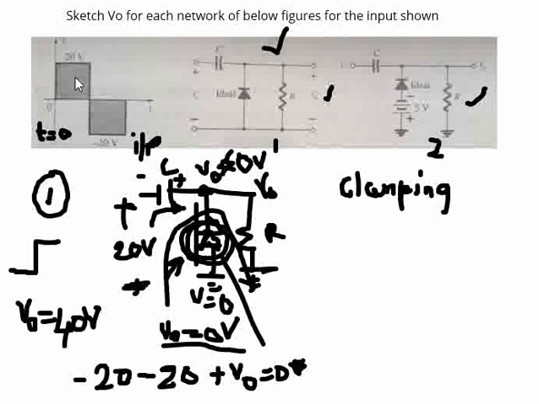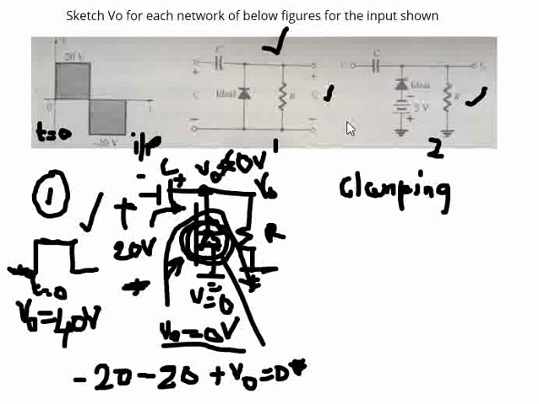When you give 20 volts, the output will be 40 volts, and when you give minus 20, it will be 0. So starting from t equal to 0, this is how the waveform will be. Now let us go to the second circuit.